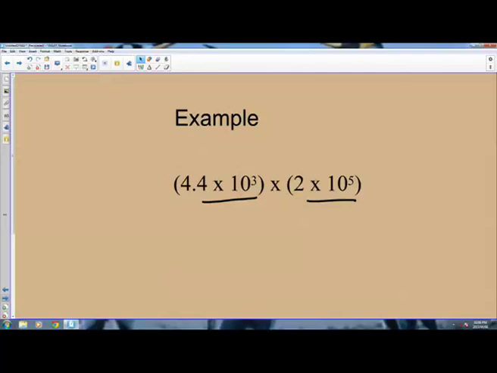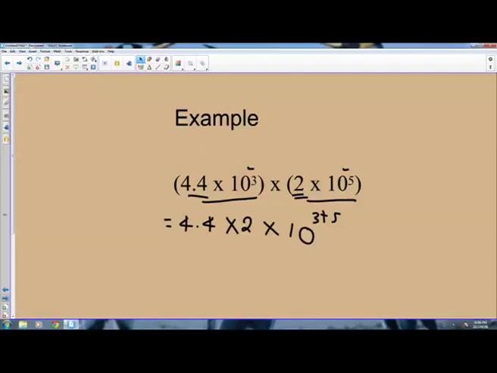So here, this will be 4.4 times 2. We group the numbers together. So this 4.4 and 2 will be grouped together to give us 4.4 times 2 times 10 to the power 3 plus 5. We add the powers of 10. So this is 10 to the power 3 and 10 to the power 5. Now when we add the powers, it becomes 3 plus 5. And then 4.4 times 2 times 10 to the power 3 plus 5.